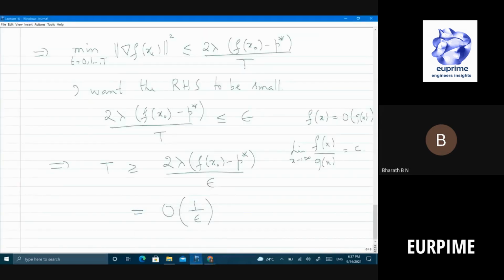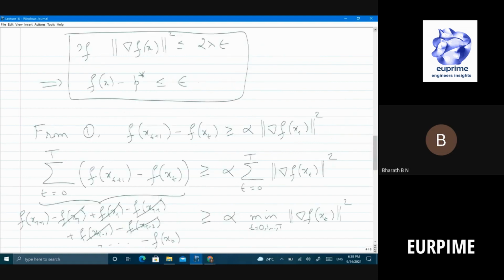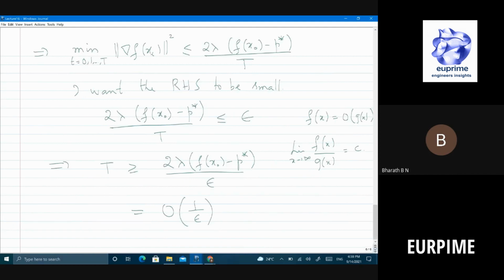You got what I'm saying, right? So this is a nice result, right? After so many steps, you'll have very small gradient. In fact, if I choose my gradient squared to be less than or equal to 2 lambda epsilon, then the gap is less than or equal to epsilon, right? So if you want the gap to be within epsilon, what should I do? I should ensure that the gradient is less than or equal to 2 lambda epsilon, right? So I can as well do it.